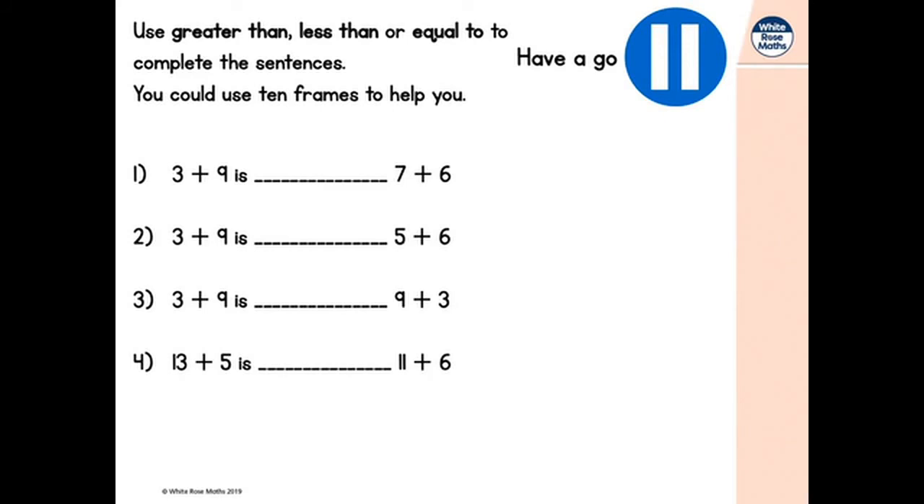Are you ready? Here's question 1. 3 plus 9 is less than 7 plus 6. Number 2. 3 plus 9 is greater than 5 plus 6. Question 3. 3 plus 9 is equal to 9 plus 3. And question 4. 13 plus 5 is greater than 11 plus 6. Well done.